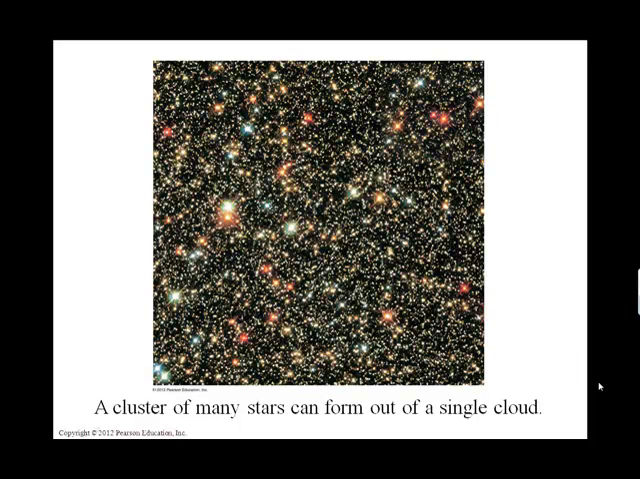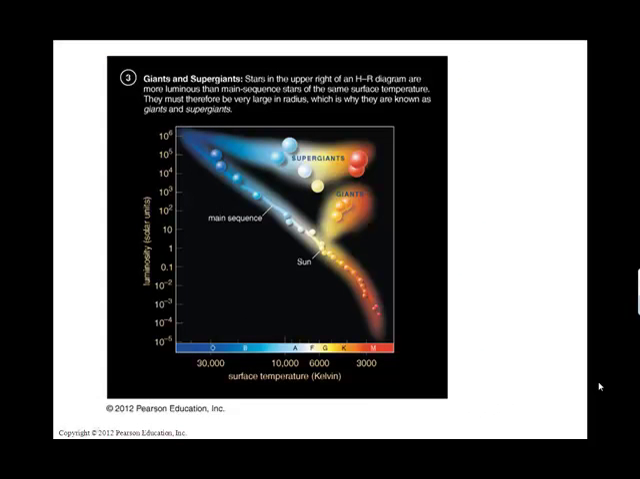So we talked about how clusters of stars can be born at the same time, and aren't these just a beautiful set of stars? Different colors, different luminosities, different masses. And we talked in the previous chapter about HR diagrams. So here's an HR diagram. Remember the important band of stars from the upper left to the lower right, called the main sequence stars.